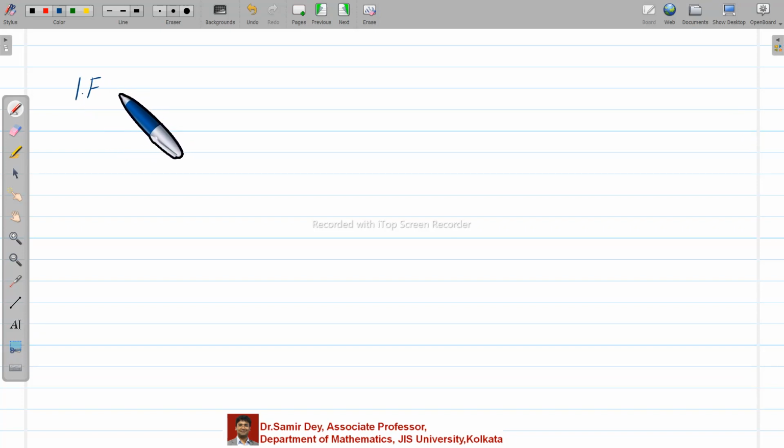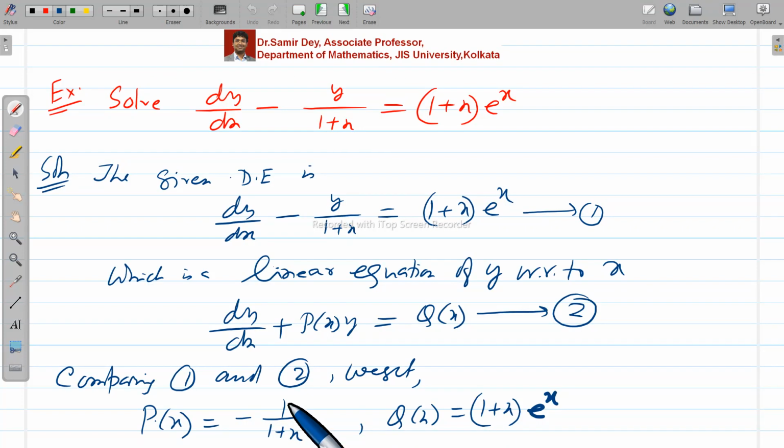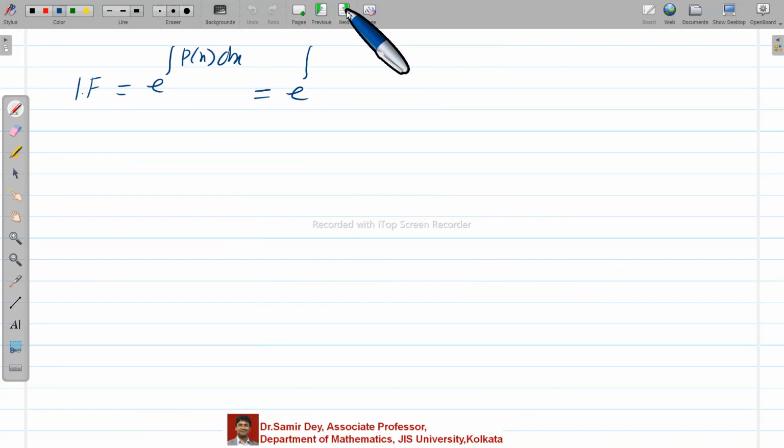What is the full form of IF? Integrating factor. What is the formula? e to the power integral of px dx. Now you write down e to the power... What is your px from the previous slide? Minus 1 by x. So minus 1 by x dx. So it's coming e to the power integral of minus 1 by x dx.